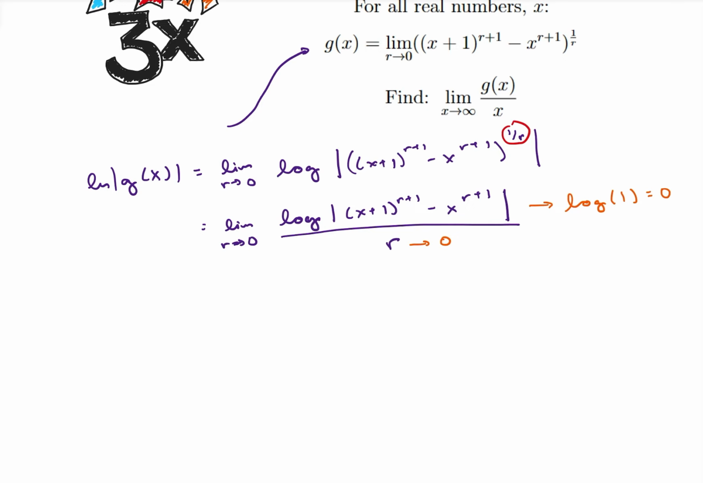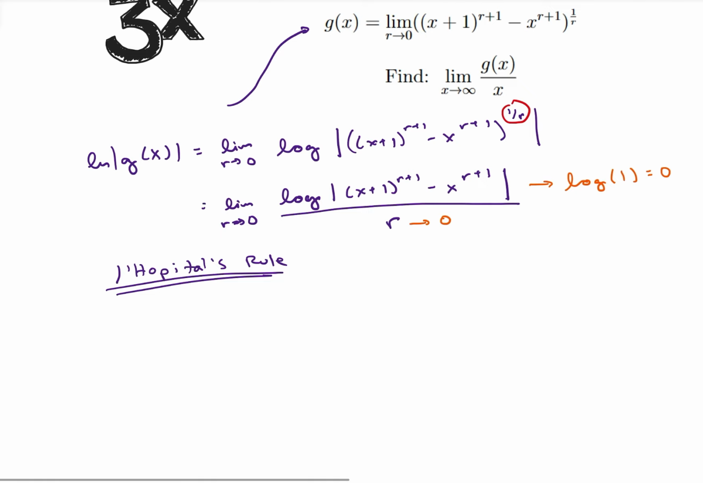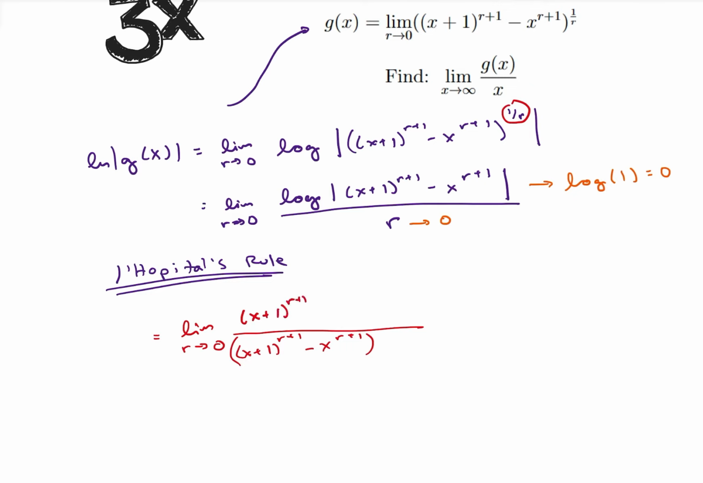What we're going to do is take the derivative of the top and the derivative of the bottom. So we're going to use L'Hopital's rule. Once we take the derivative of the top, we're still going to have the limit as r approaches 0. And now we're going to have 1 over (x plus 1)^(r+1) minus x^(r+1). We're going to have that multiplied by the derivative of the inside. The derivative of the inside, with respect to r, is (x plus 1)^(r+1) times the log of x plus 1.